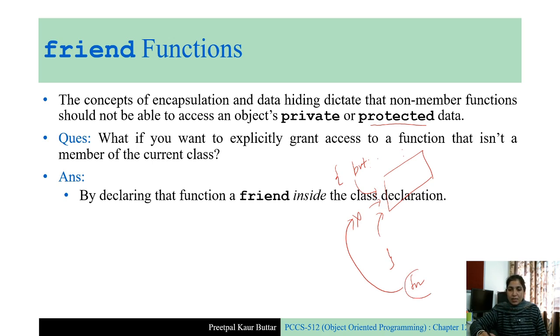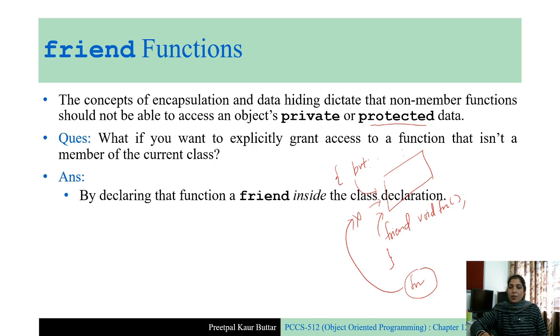So you want that this function should be able to access the data hidden inside this class. Data hidden means the data which is under the private section or under the protected section. That is called the hidden data. So you make this function a friend of this class. How can we make this function a friend of this class? Declare this function inside the class and precede it with the keyword friend. So friend, then the function declaration.